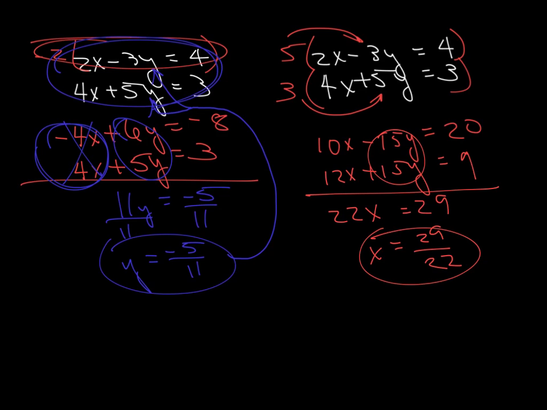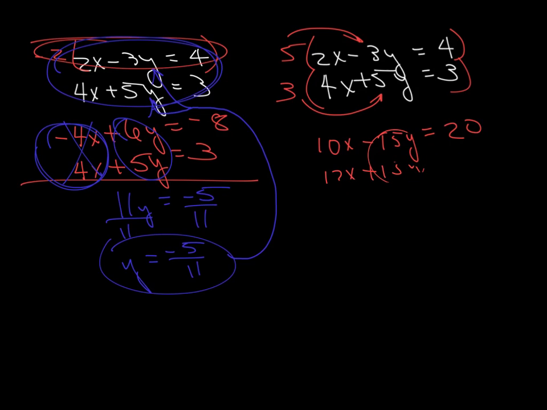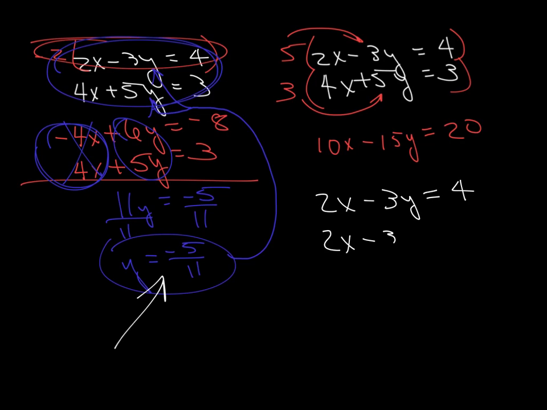Alright, so that wasn't really too difficult. What I'm going to do here is show you the other way of getting the same answer, so we'll do the other option. We found y, and we found out that y is negative 5 over 11. Well, I'm going to take one of these problems here and substitute that in. Doesn't matter which one. Let's use the 2x minus 3y equals 4. Alright, we know what the y is, so we're going to plug that in.